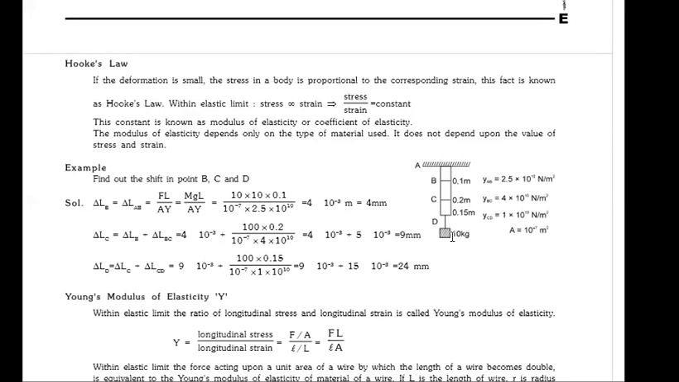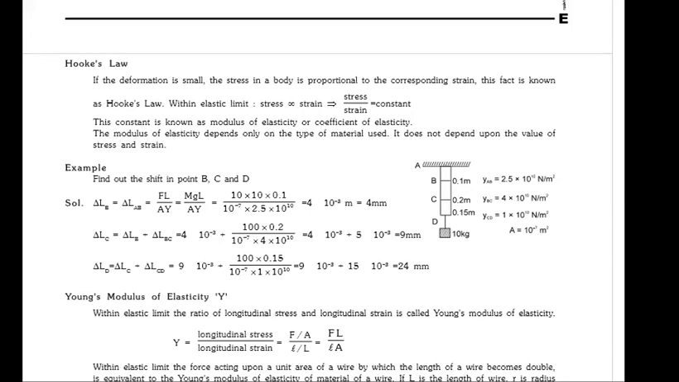Now in this problem, what is given? You have three different kinds of rods, having three different Young's modulus. So I can find the change in length in B, then change in length in C, then change in length in D, and then find the net change. Yes or no? Yes, got it.